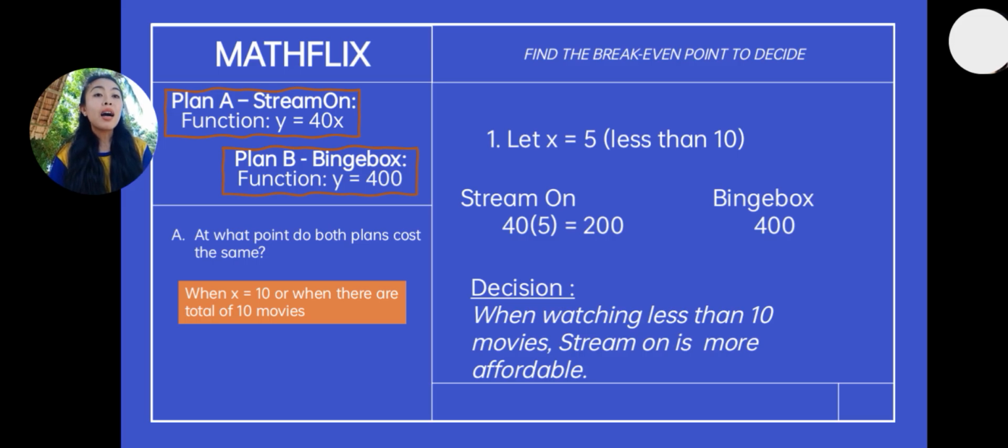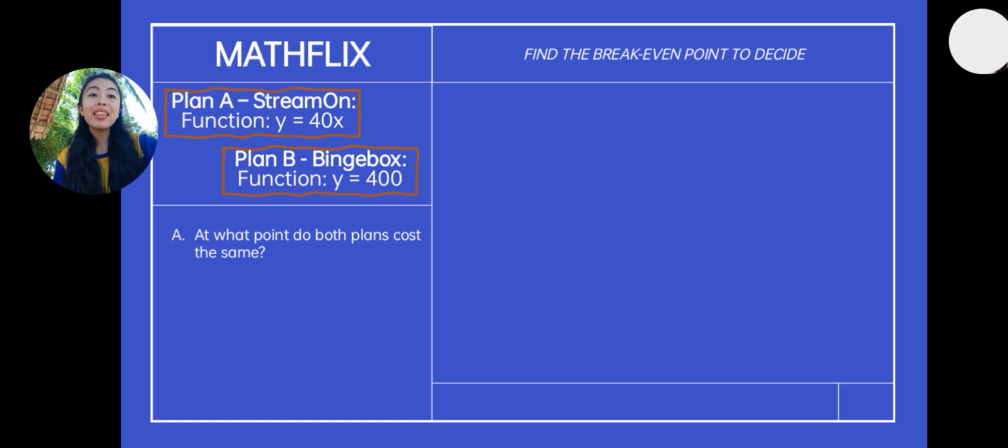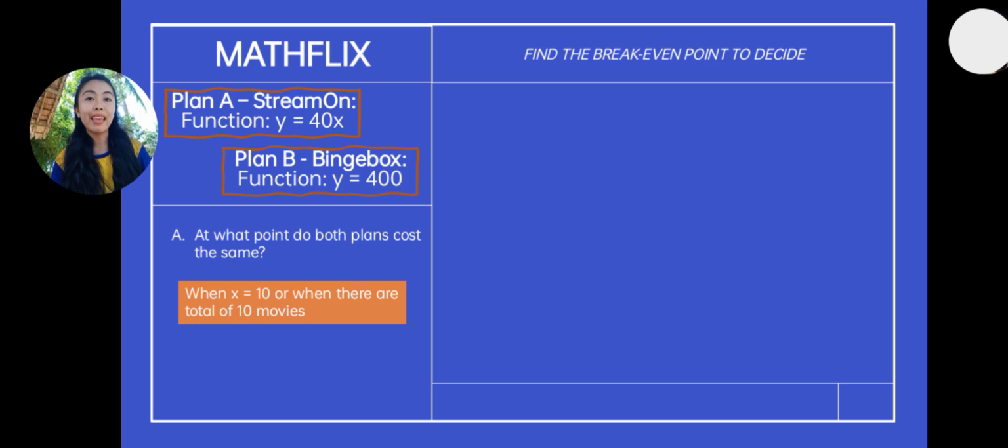Now, if you notice, when x is lesser than 10, Stream On is cheaper because you only have to pay 200 pesos for every 5 movies watched. Unlike Binge Box, which is more expensive, 400 pesos. So your decision here is that when watching less than 10 movies, Stream On is more affordable. Now let's see when x is greater than 10. Who can give me a value greater than 10?